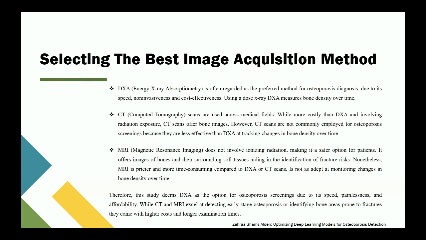Second, we have CT scans. They are used for many medical cases, but they are more costly than DXA and involve radiation exposure, and many hospitals would rather use DXA than CT scans or MRI. CT scans can be used for detecting osteoporosis, but it can be challenging. It needs more time and more radiation exposure for the patient. So in most cases they use DXA.